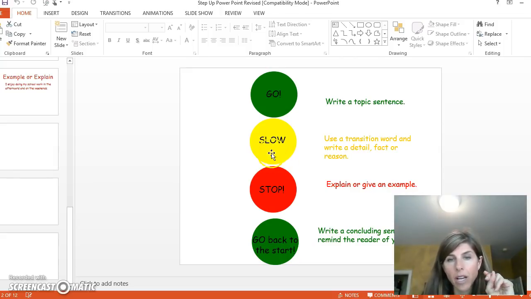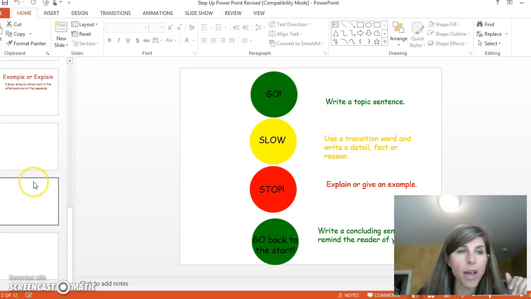A lot of times kids skip totally these red sentences, which you're stopping and explaining. So a lot of times I see a bunch of yellow sentences, or I don't have a green sentence. A lot of those who don't know how to write a paragraph usually don't have a topic sentence. The topic sentence will tell you what your paragraph is going to be about.